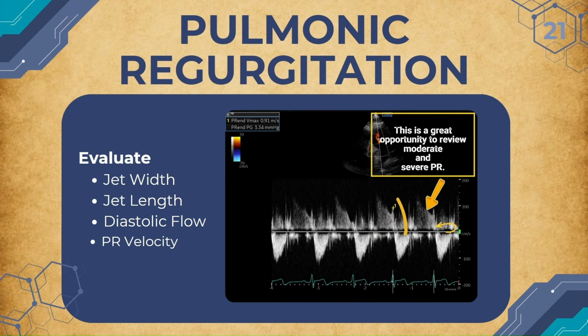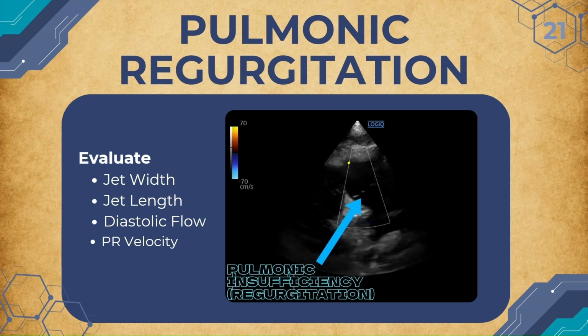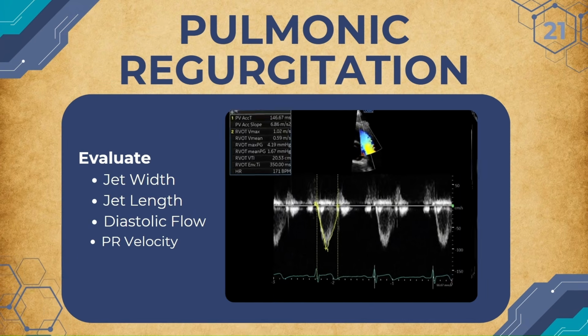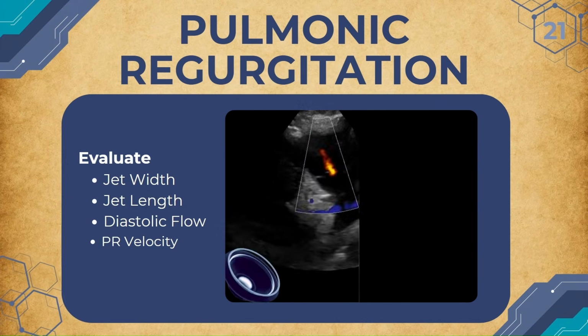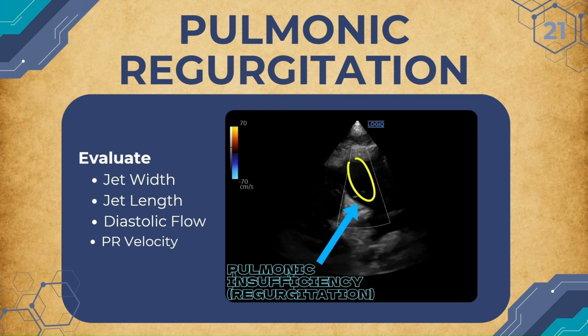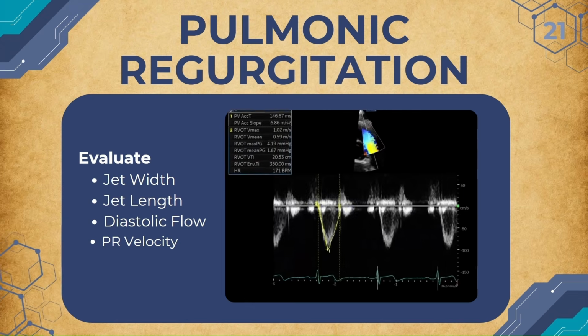Moderate pulmonic regurgitation, what it looks like. Wider color jet extends deeper into the RVOT, denser continuous wave Doppler envelope. Increased diastolic flow reversal. The RV may begin showing mild enlargement. Findings should be correlated with RV size and function. Classroom insight. At this stage, don't focus only on the valve. Start looking at how the right ventricle is responding.